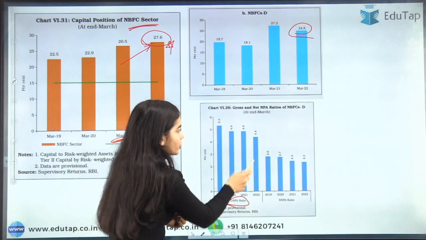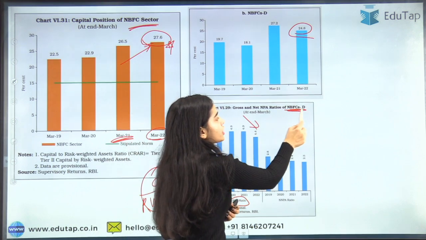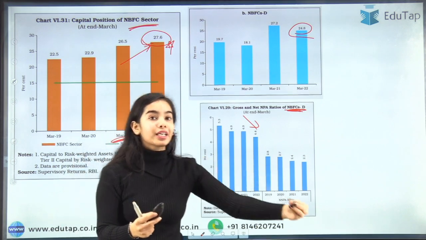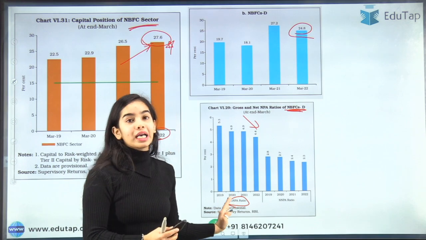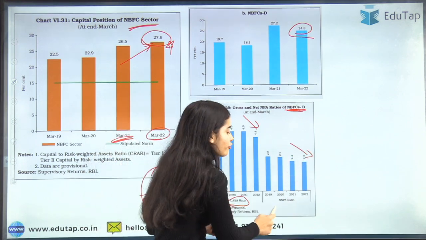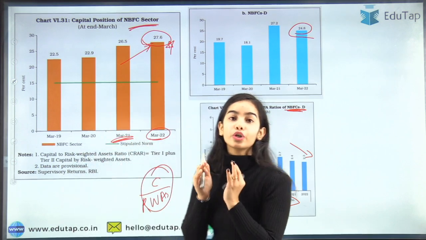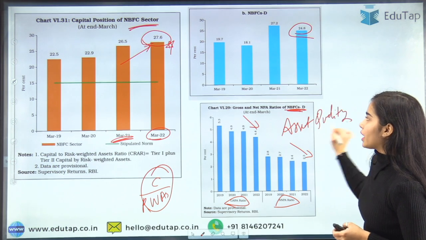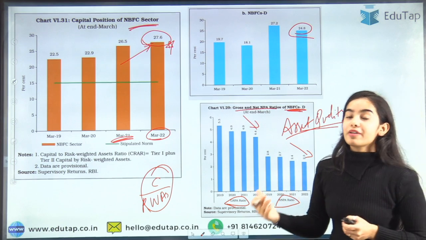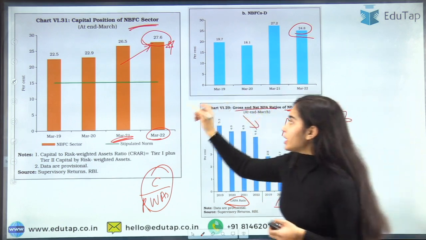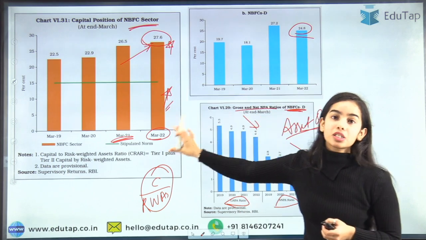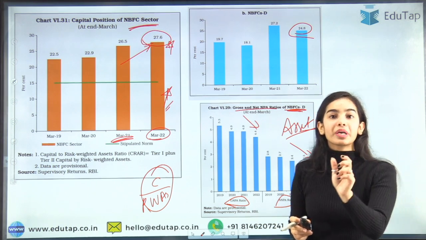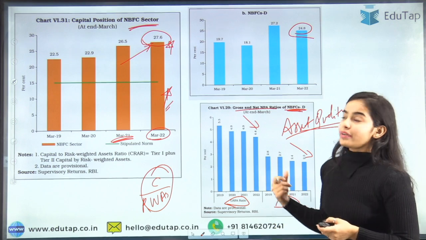Now coming to the GNPA ratio, this has declined for the deposit-taking NBFCs, the important NBFCs that are directly connected with the public. Their gross non-performing assets have reduced, and their net non-performing asset ratio has also reduced. This is good news, that they have improved asset quality because their gross and net non-performing assets have reduced. You do not have to remember the data, only the CRAR. This is just to show you that asset quality has improved, meaning their gross non-performing assets and net non-performing assets have reduced.